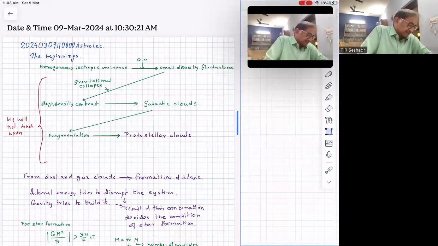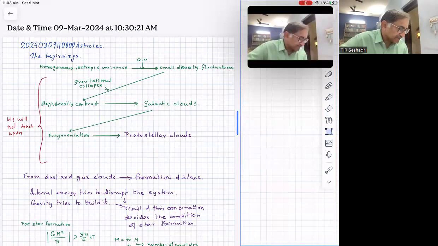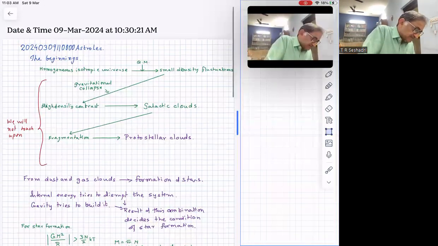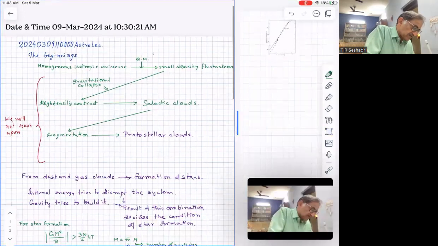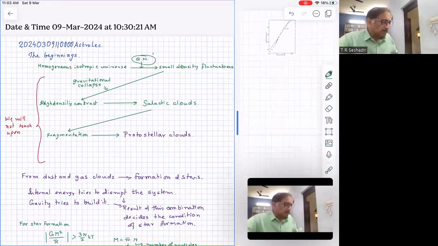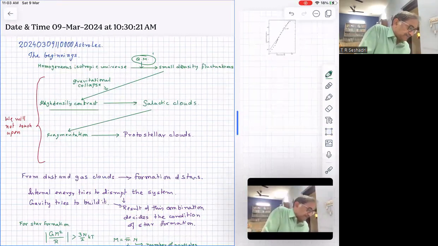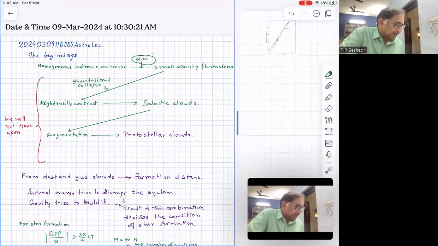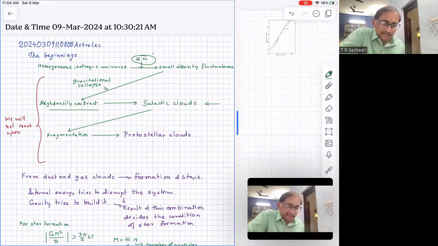Right in the beginning, it's believed that the universe was completely homogeneous and isotropic over all scales. And due to quantum fluctuations, small perturbations in density were produced. Now, these perturbations in density collapse due to gravity and form clumps of high density contrast. And these continue to collapse to form clouds which are of galactic masses. And these you call galactic clouds.